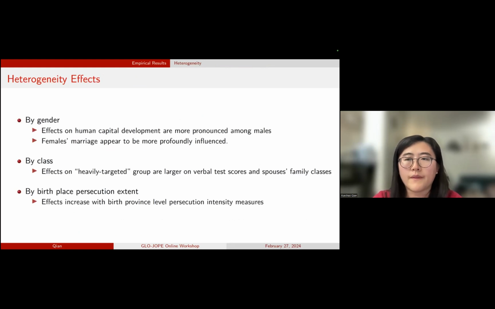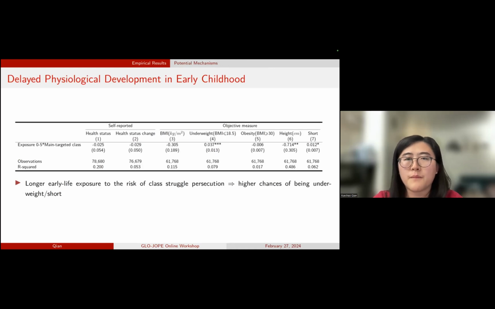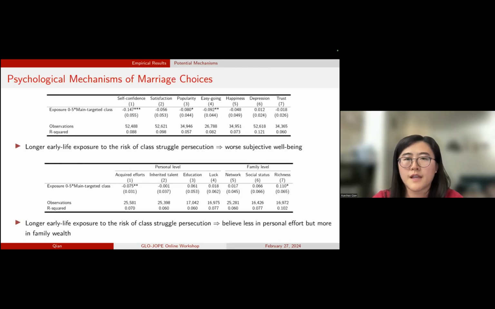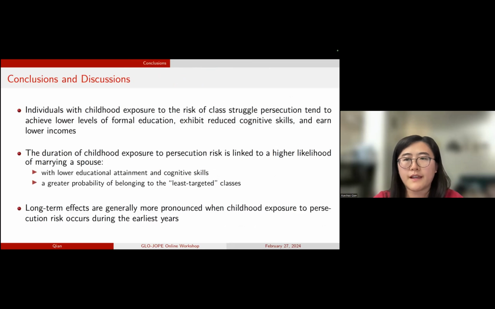I do have some heterogeneous effects. I will skip them, but try to suggestively show some possible mechanisms. For example, early life delayed physiological development, because we do observe a higher probability of being underweight. I also tried to see whether education can explain those marriage outcomes, and we find that it couldn't address most of the effects on the spouse's class. So I propose some other mechanisms, for example, psychological well-being, or perceptions of what factor is most important. They tend to believe less in personal efforts and more in family background. That's the main finding of the paper.